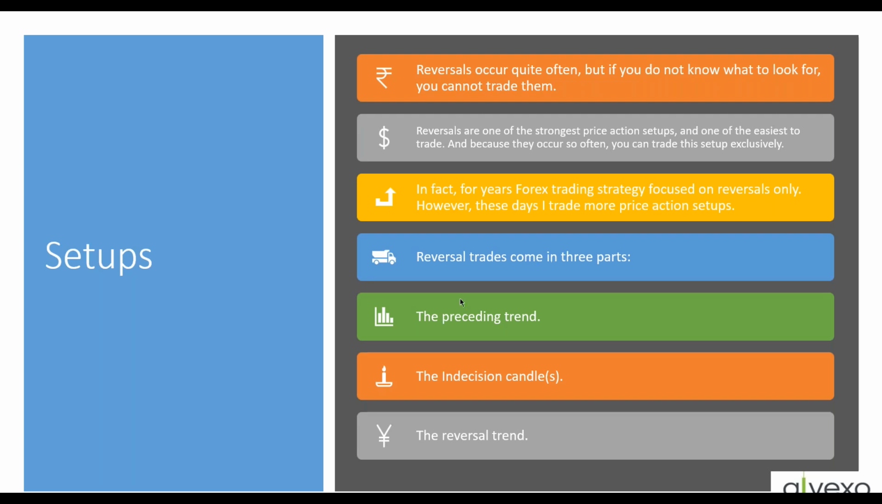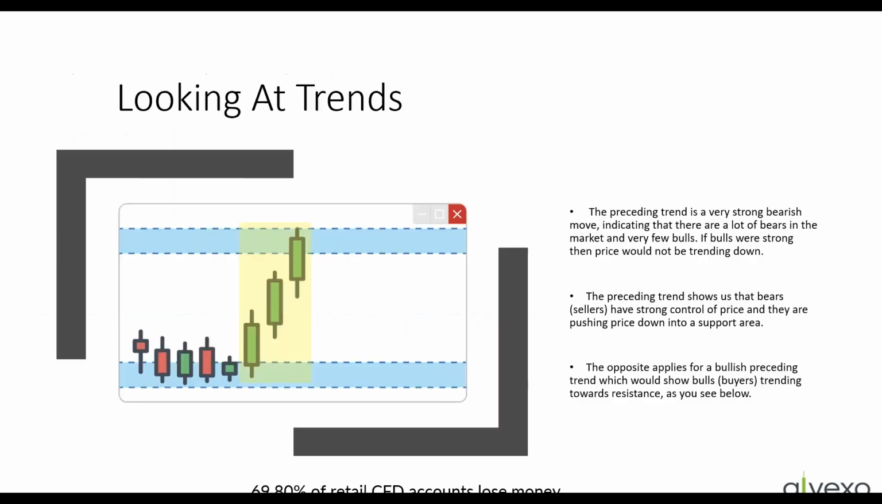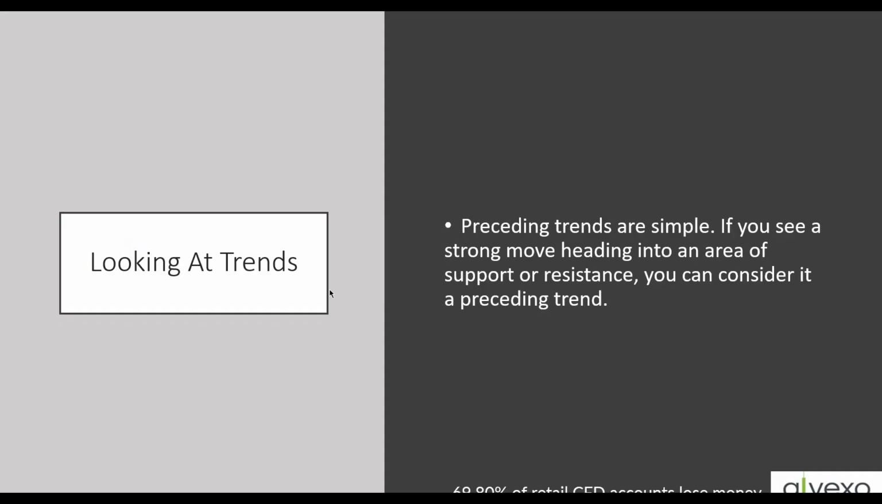Reversal trades come in three parts: the preceding trend, the indecision candle, and the reversal trend. And like we talked about, when it appears directly on our support or resistance area, we then have a nice trade setup.